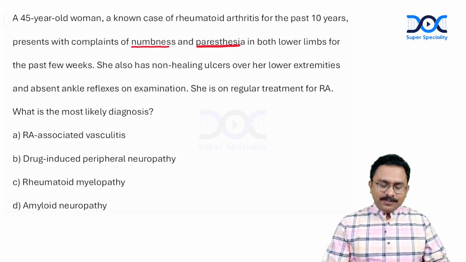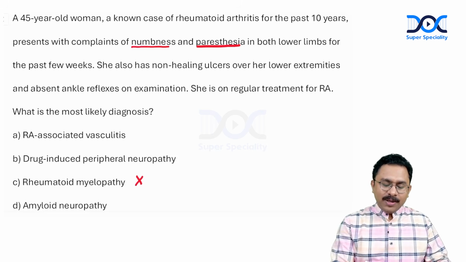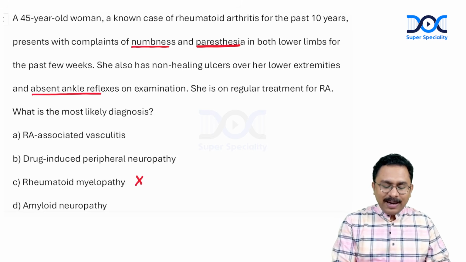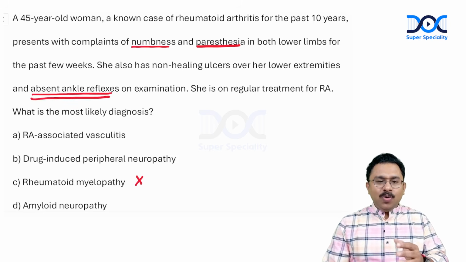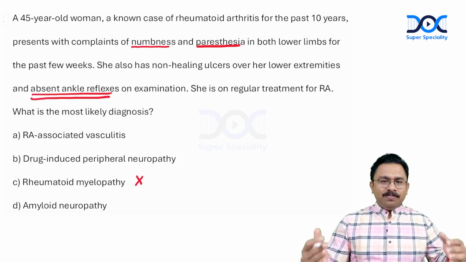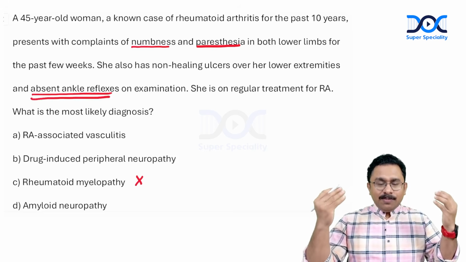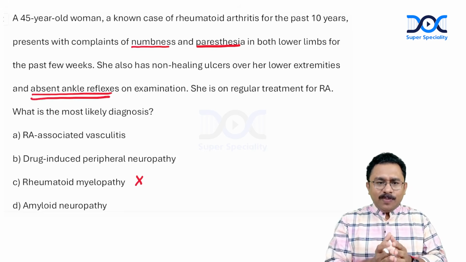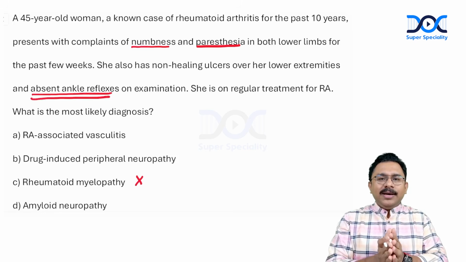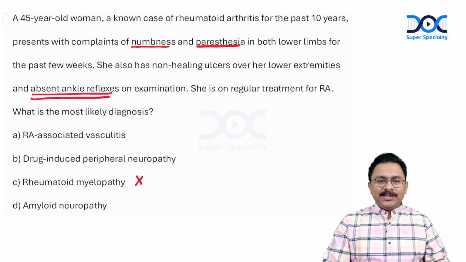And if you look at the options, I'm not considering a myelopathy. I'm not getting any features of a UMN lesion. You can see the patient is having absent ankle reflexes, right? So I'm not considering a UMN lesion here. So maybe an atlantoaxial subluxation resulting in a rheumatoid myelopathy is not in my consideration for this question.